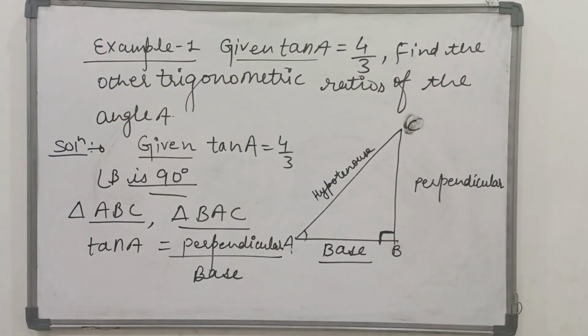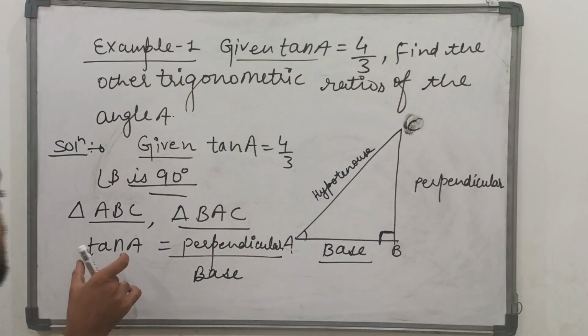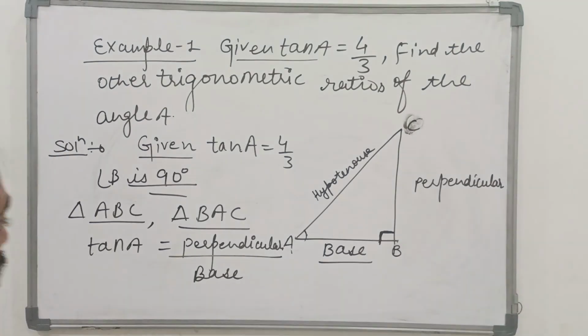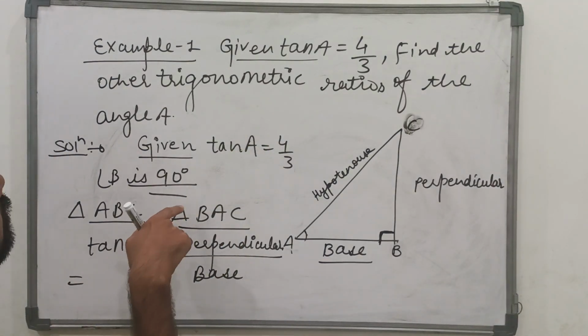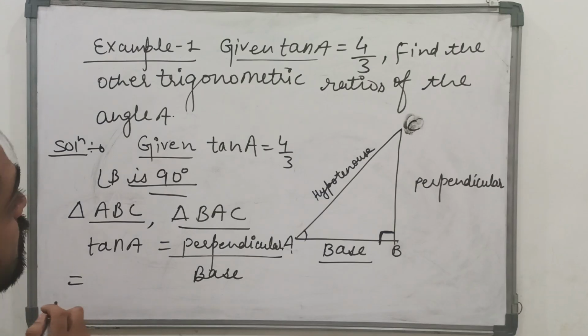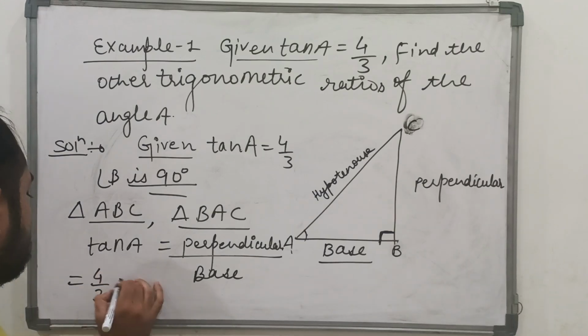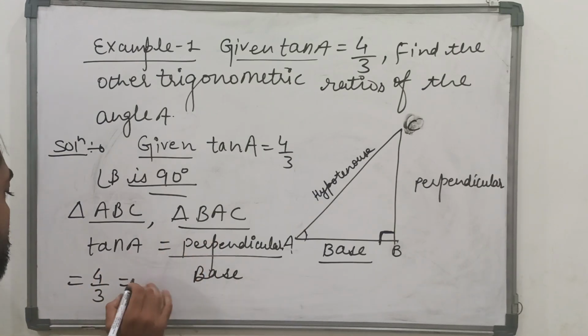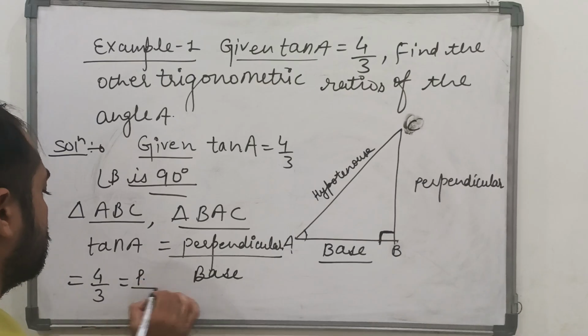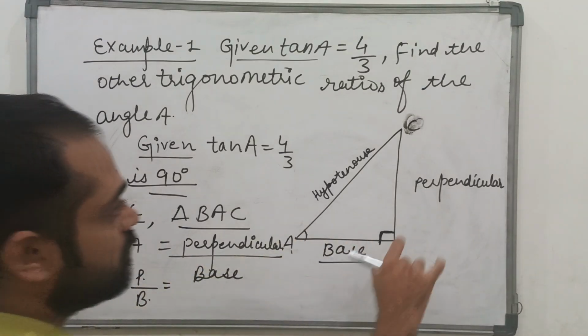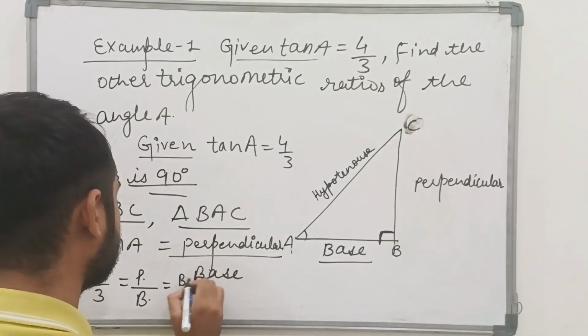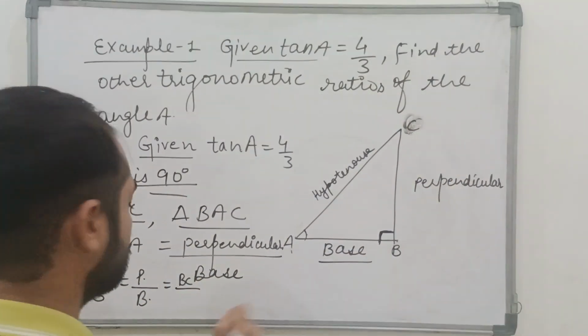Is a base. Now tan A is perpendicular upon base. So tan A is equal to 4 by 3, already given in the question. The perpendicular is 4 and the base is 3. BC, the perpendicular, upon base AB.